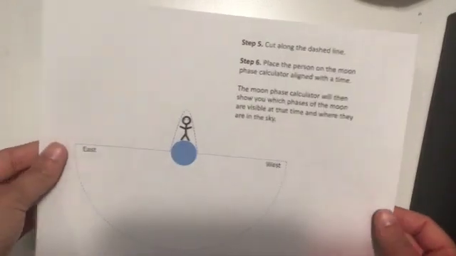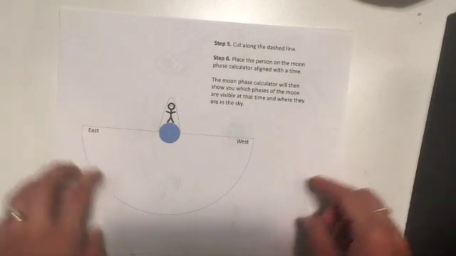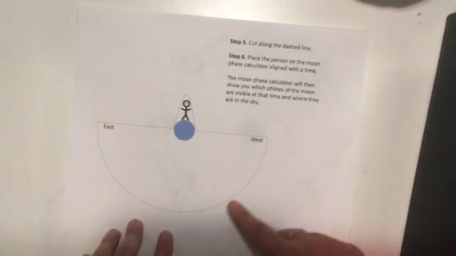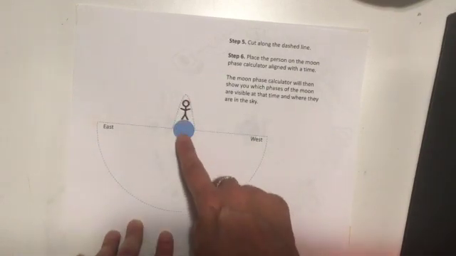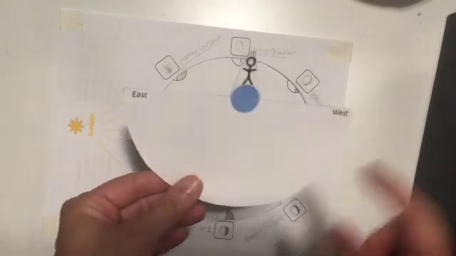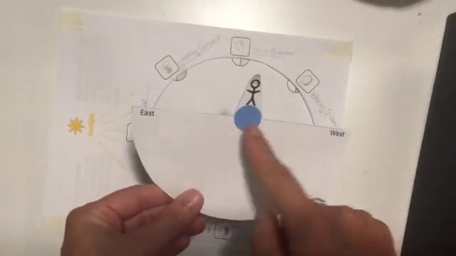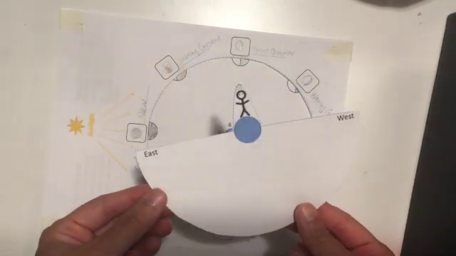Step 3 is the third and final sheet, and the instructions for step 3 are to cut along this dashed line. So we're going to cut this semicircle out, and we're also going to cut out the little person sitting here on top of the Earth. Okay, I've cut out my little semicircle with the person standing on the Earth right here, and now I'm ready to use my moon phase calculator.